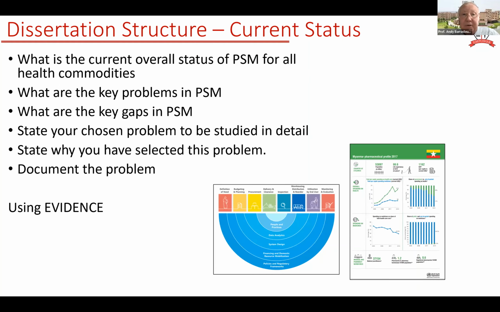Then, what's the current status of all health PSM? All, not just your chosen one item. And that you can normally get from the pharmaceutical profile for your country, or any of the assessment reports that we talked about, the Global Fund or the USAID assessment reports. What are the key problems? What are the key gaps in PSM? Then choose your stated problem. What is the one you're going to do? But we start with the background.